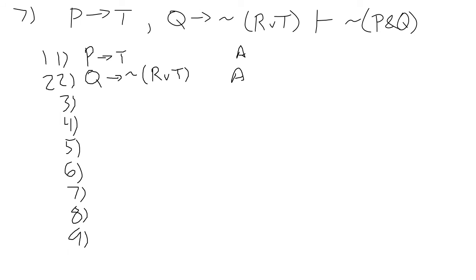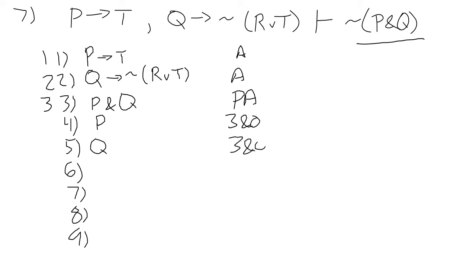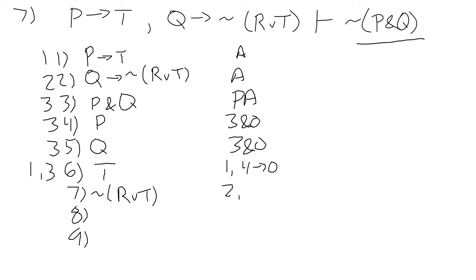All right. Here in 7, our main operator is a tilde in the conclusion, so we'll assume the opposite and then look for a contradiction. So we can separate this P and Q out. And then we can toss each one of them into their respective conditional statements. So that's 1 and 4. Arrow out. And then tilde R or T from 2 and 5.